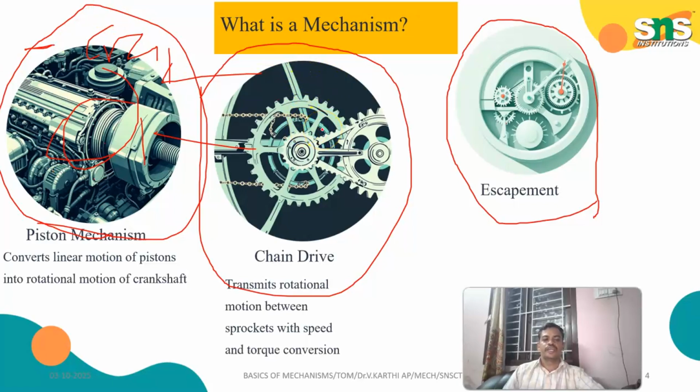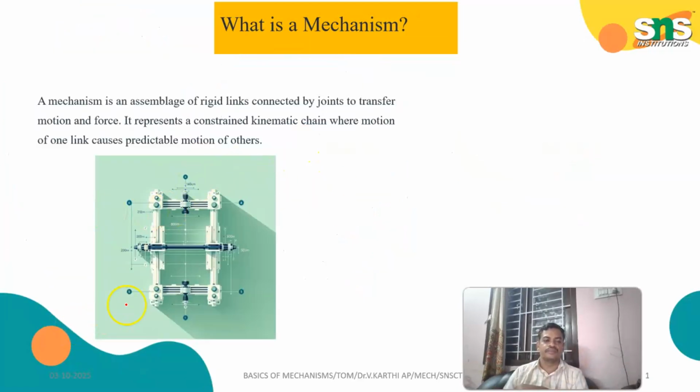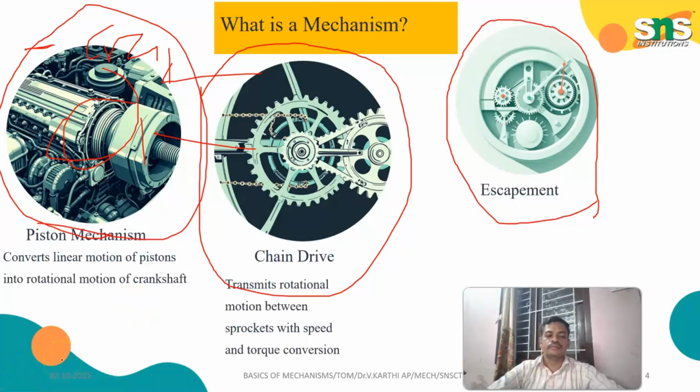Next one is the chain drive. This is a positive system using a chain and sprocket. The major advantages: no slip, unlike belt drives, and it can transmit power over long distances. Chain drive applications: bicycle, motorcycle, conveyor and industrial machines.